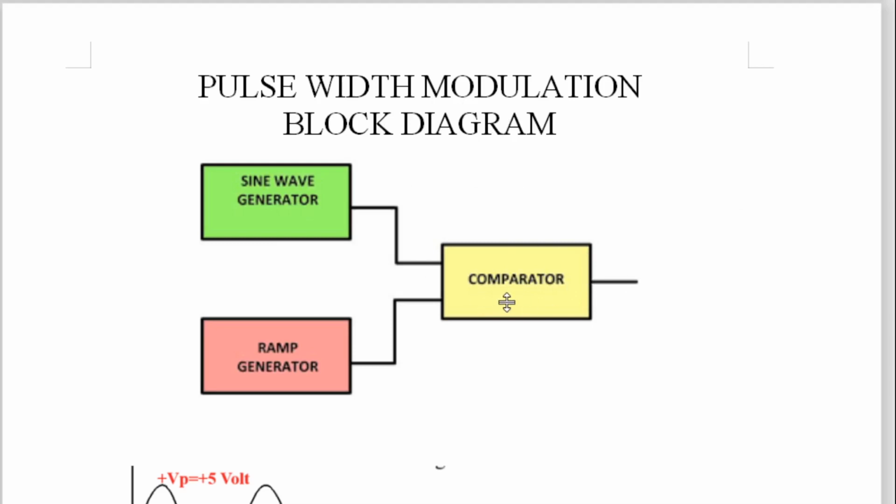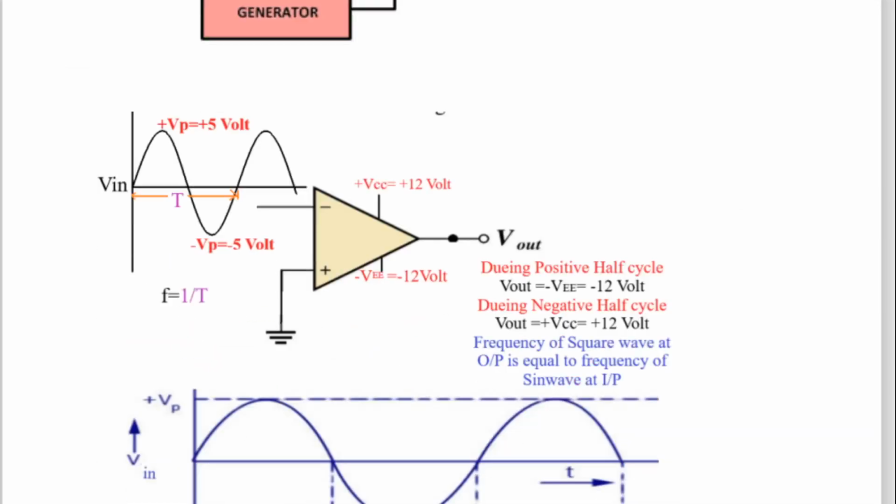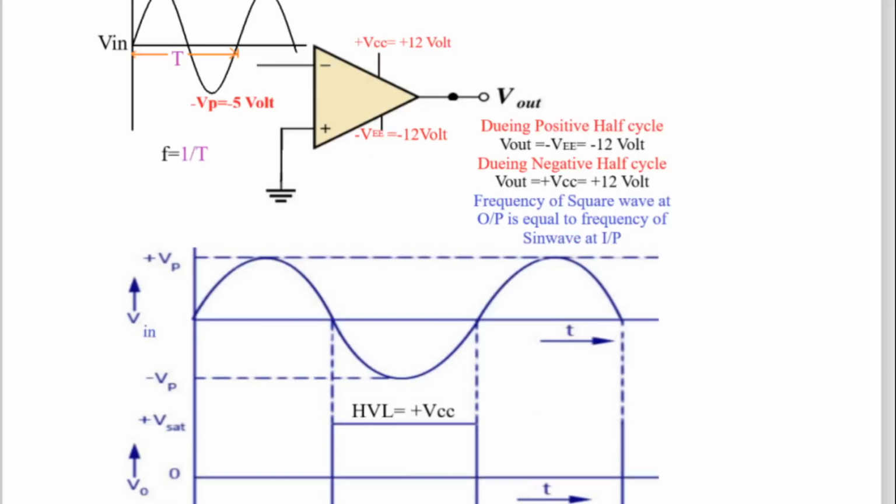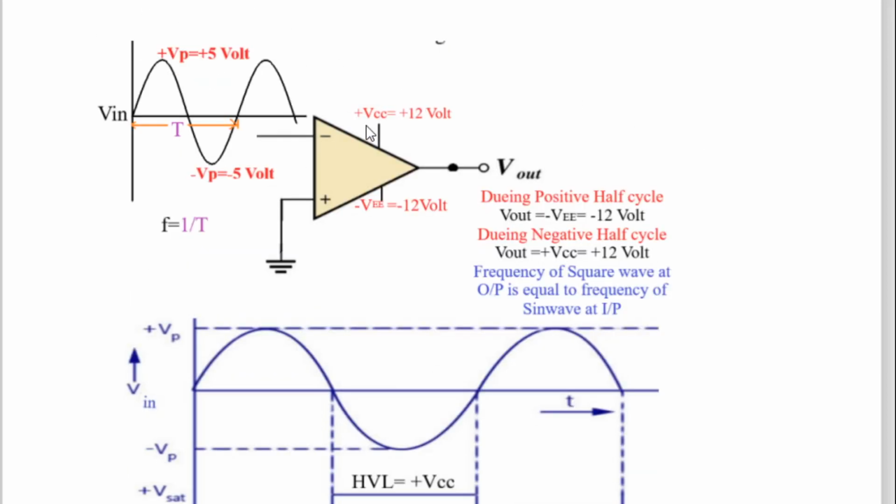Before understanding the comparator circuit, let us understand how the op-amp is used as a comparator. Look at this diagram. In this diagram, an operational amplifier IC is used. The non-inverting terminal of the op-amp is permanently grounded, meaning 0 volt. The inverting terminal of the op-amp is connected to the sine wave.